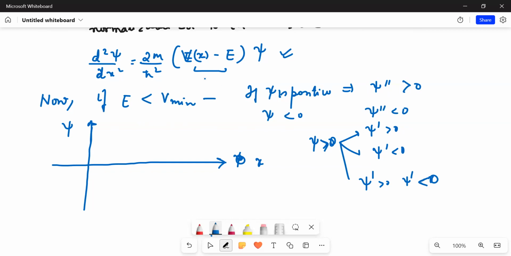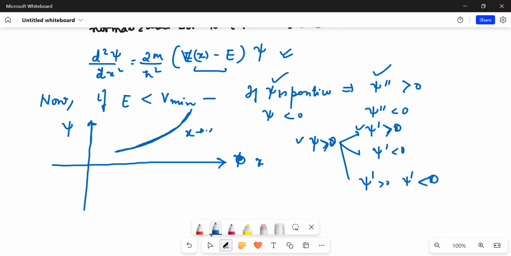With E less than V minimum, this being positive, if ψ is positive, then it implies ψ double dash is positive. It implies that the graph would be increasing at an increasing rate, so it keeps on increasing. We don't know about the first derivative of ψ, so let us take the first derivative of ψ to be positive. The graph would be increasing at an increasing rate.